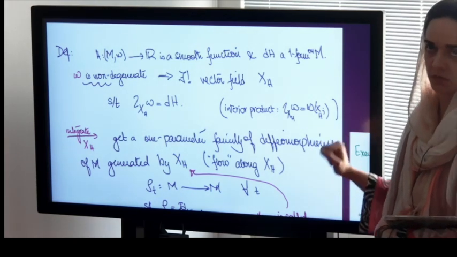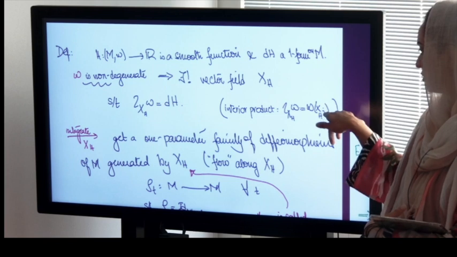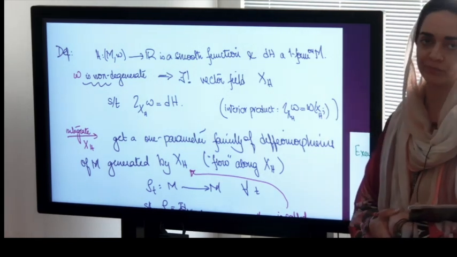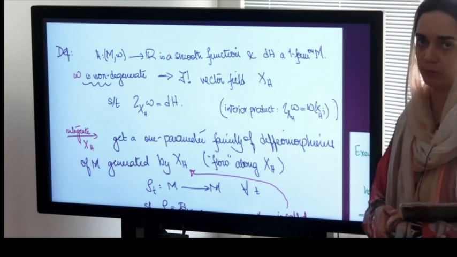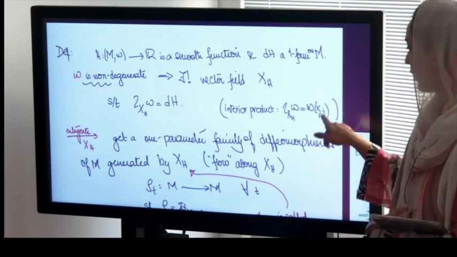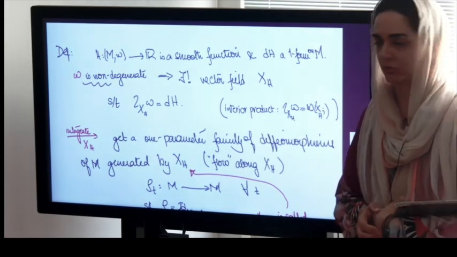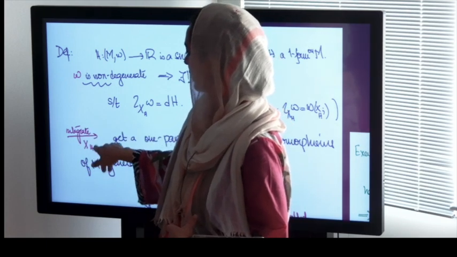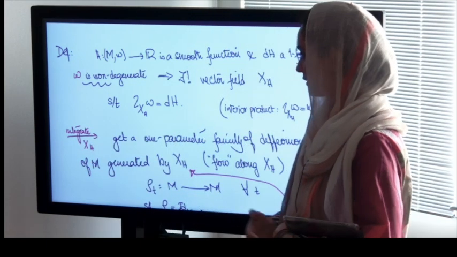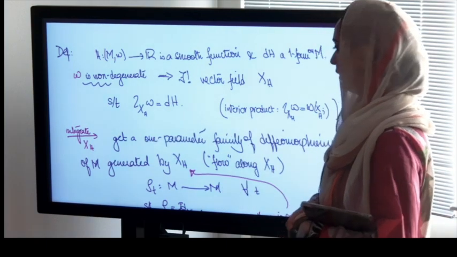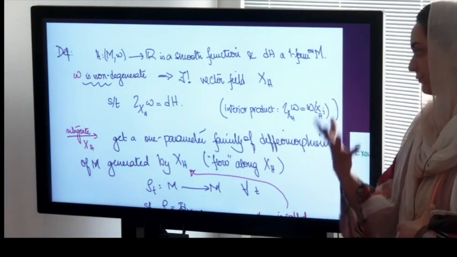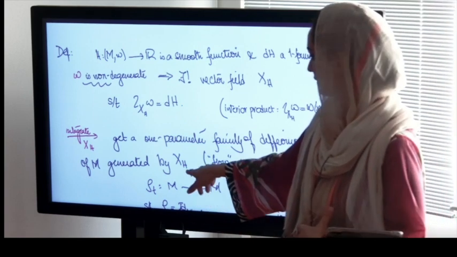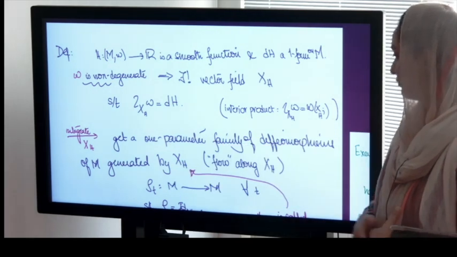So that means it's only going to take up one argument and give you a real number, so this is a one-form. And what we're saying is that this one-form is exactly dH. So when this happens, you can integrate this X_H, this vector field, and you get a one-parameter family of diffeomorphisms of the manifold M generated by X_H, which you call the flow along that vector field.